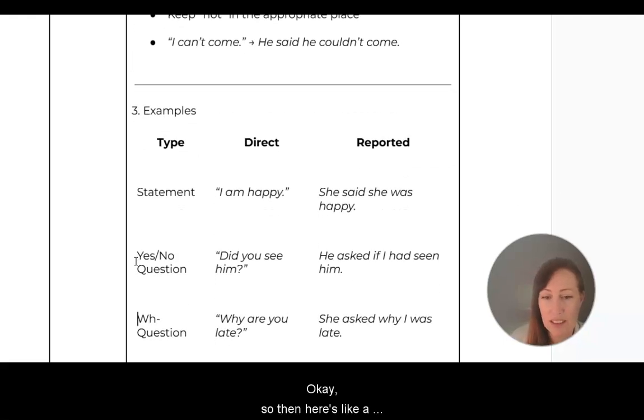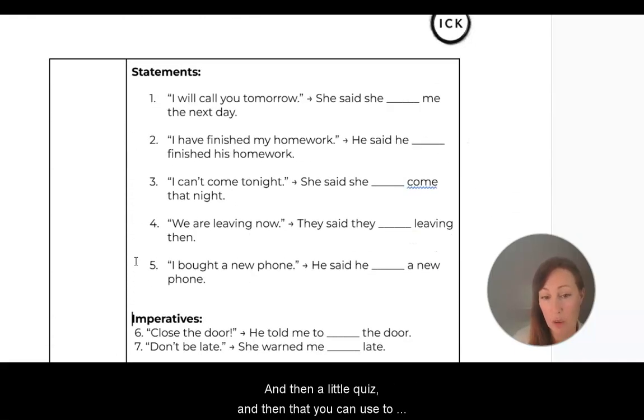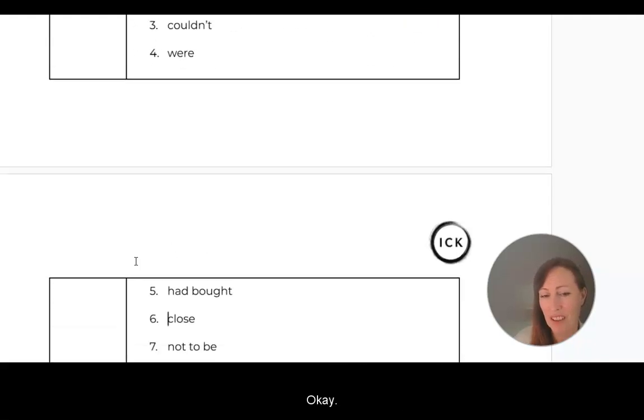Okay, so then here's a summary of the things and some examples that can help, and then a little quiz that you can use to check your learning. Okay.